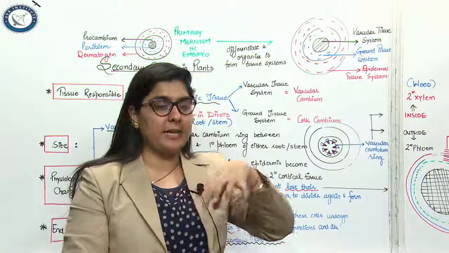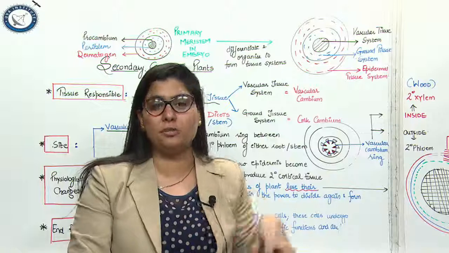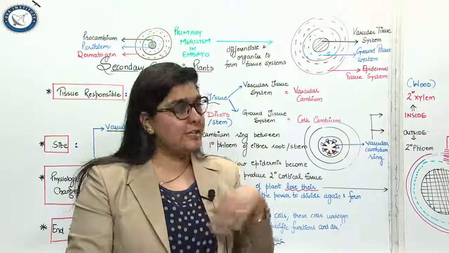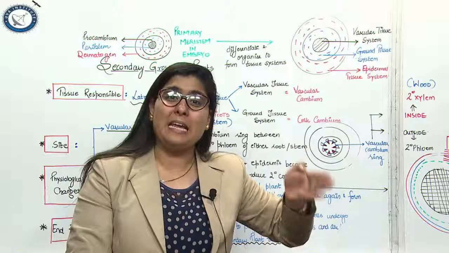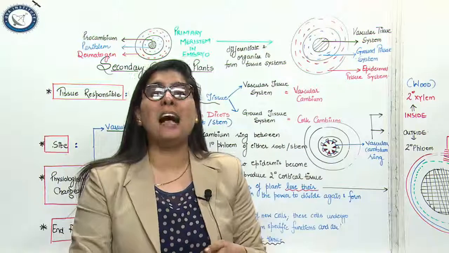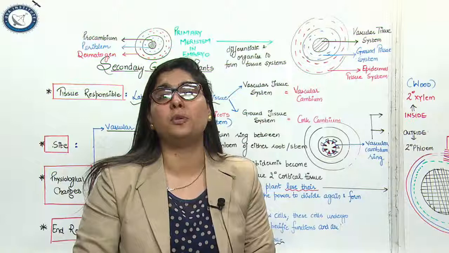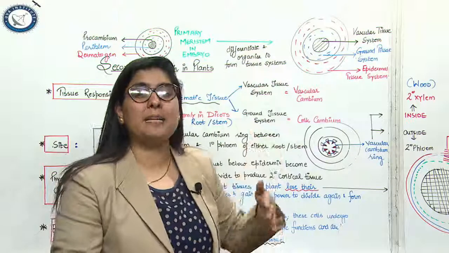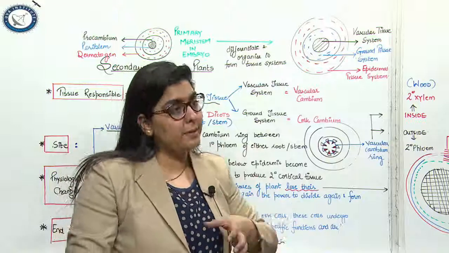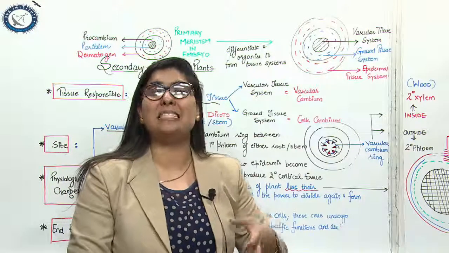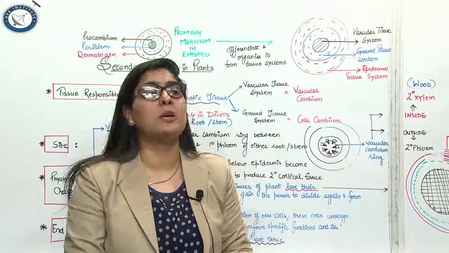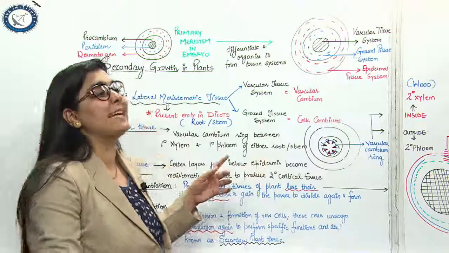If I cut a plant body and I observe the transverse section, all the tissues which are occupying the space are permanent. In between the permanent tissues, I have certain meristematic tissue which are not present in the embryo. These meristematic tissues which are present between the permanent tissues are known as the secondary meristem or the lateral meristematic tissue, which is responsible for secondary growth.